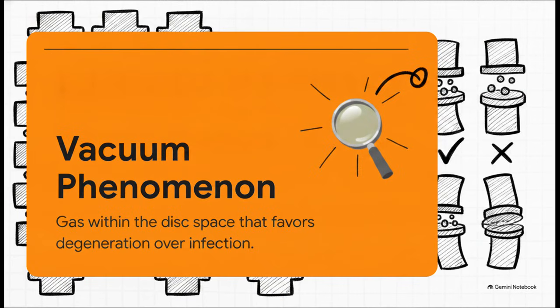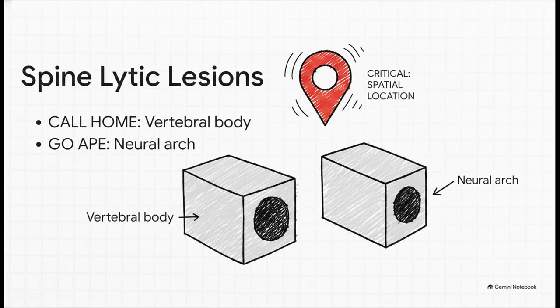It's this incredibly high-yield gestalt sign that immediately points your clinical path in the right direction. But what if the bone itself is actually being eaten away? If you've got an osteolytic spine lesion, location is absolutely everything. These two mnemonics, call home and go ape, aren't just random lists. They brilliantly illustrate the exact same osteolytic differential, but split entirely by where the lesion sits in the vertebral block.